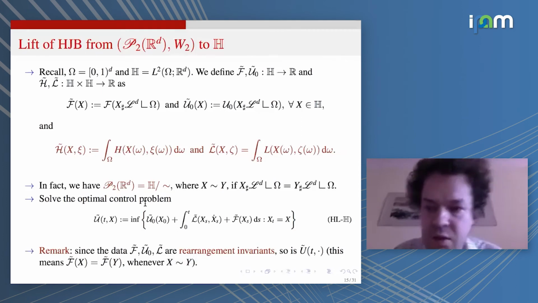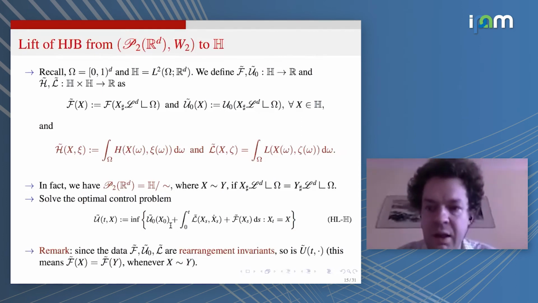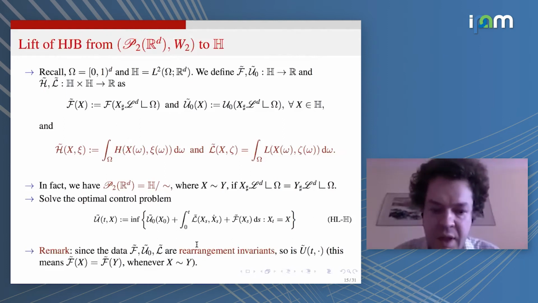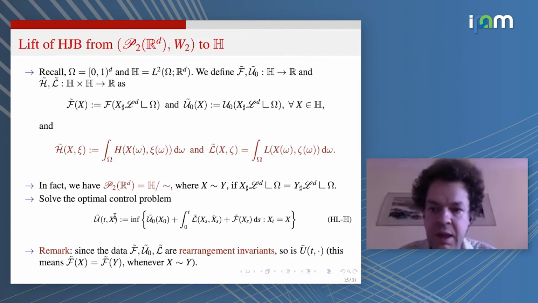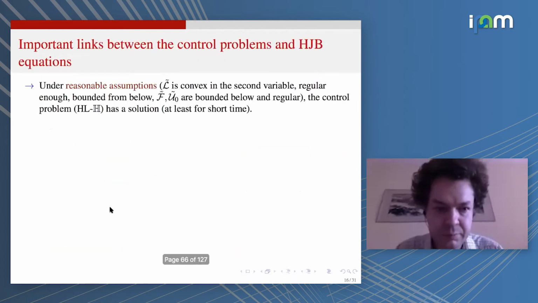And let us remark that you have a one-to-one correspondence between the two problems. Since we lifted, all our data are rearrangement invariant. So that means that this U tilde is depending only on the law and not on the random variable itself. So this has to be the same as U at T and mu, where mu is the law of X.